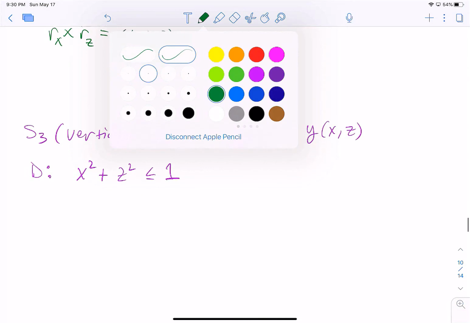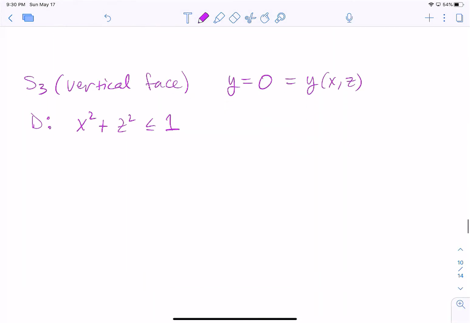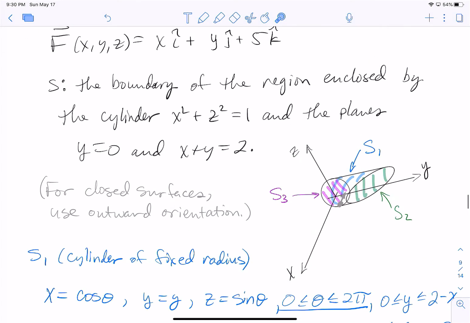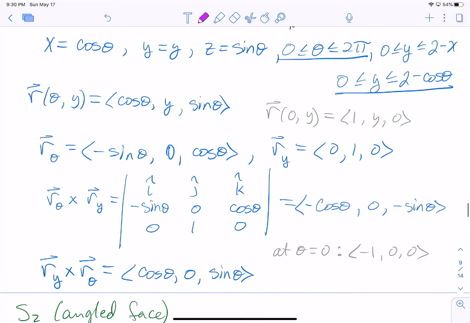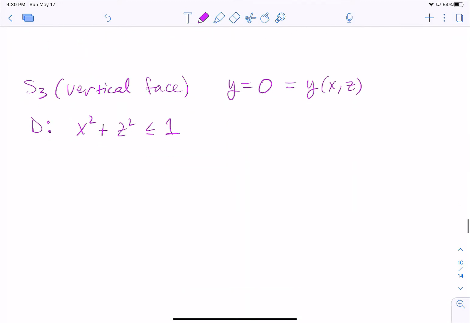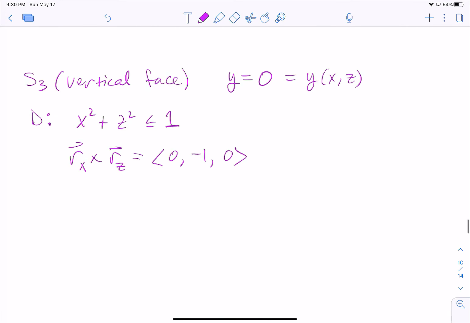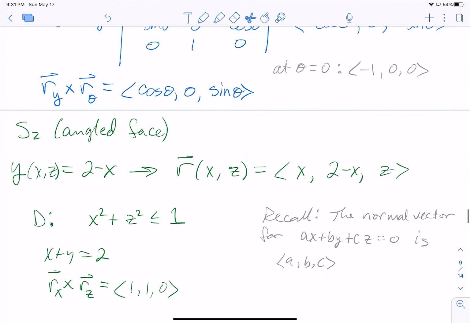Last, for our normal vectors, the vertical face y equals 0 is in the xz plane, and if we're to have an outward orientation, it needs to point back in the negative y direction. So we're not going to compute a darn thing for that. We're going to say that Rx cross Rz is equal to 0, negative 1, 0, pointing in the negative y direction.